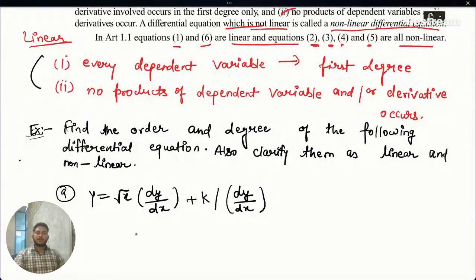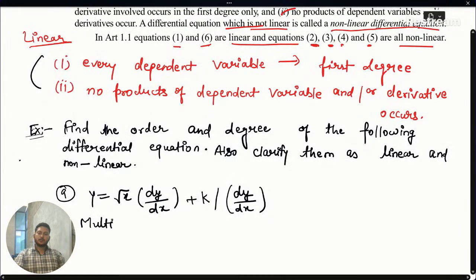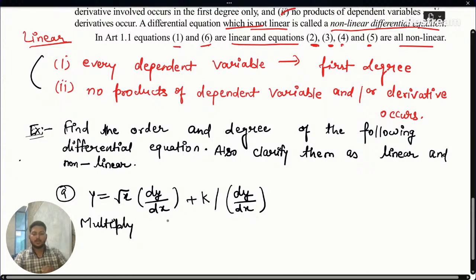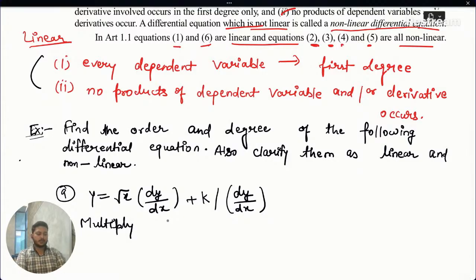First, what you do is multiply dy by dx on both sides. Is everything clearly visible or not? Wait for a second, let me check on YouTube whether everything is clear or not. So everything is fine.